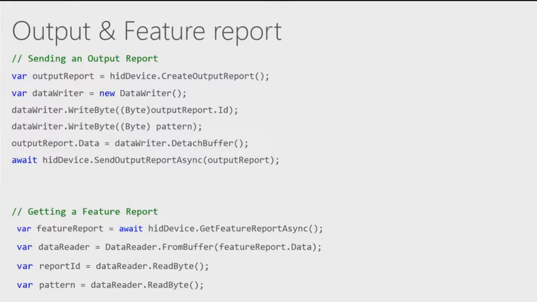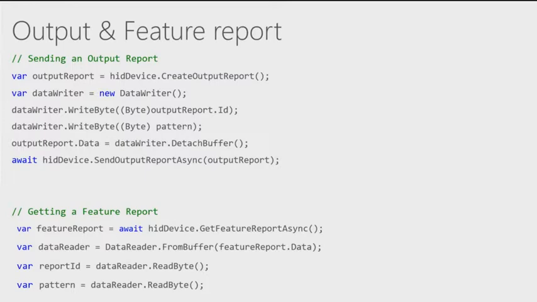You create an output report, and you can pass in an ID optionally if you want. Then you have a data writer because you're filling in the data buffer inside the report. And you fill in the byte pattern that you want, including the report ID if you want. And you just call send output report async and pass in the output report. When the async method returns successfully, that means the output report has been sent to the device.